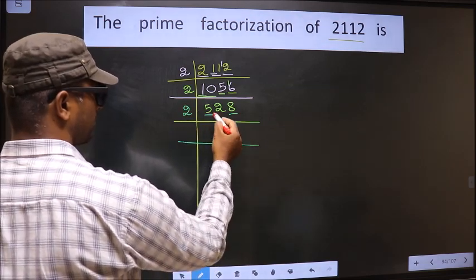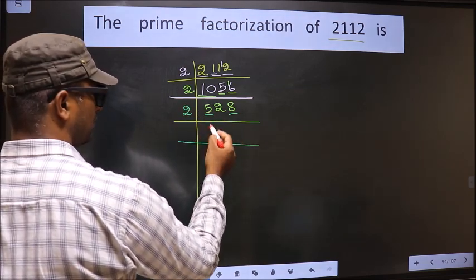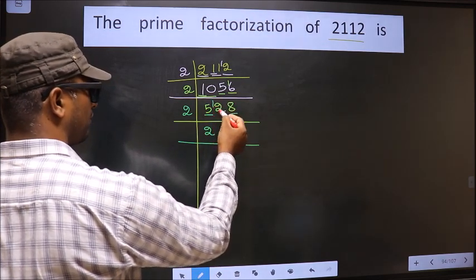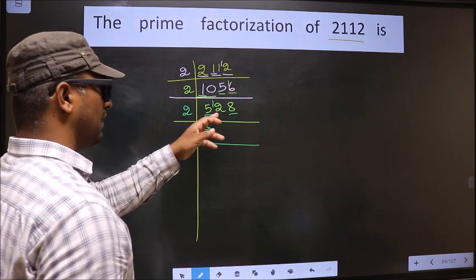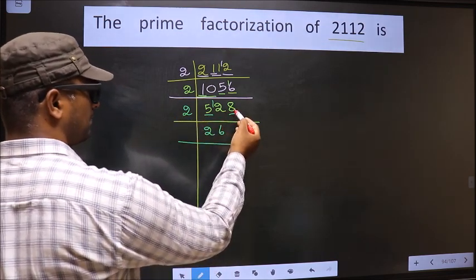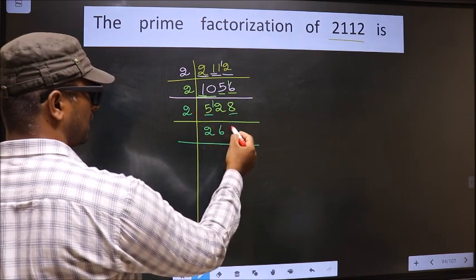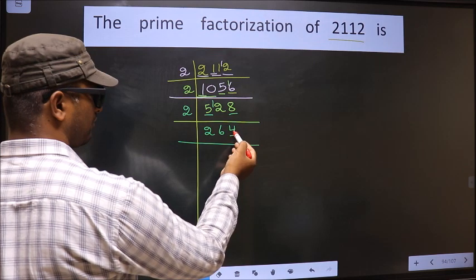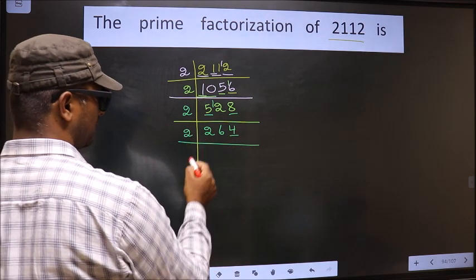The first number is 5. A number close to 5 in 2 table is 2 2s 4. 5 minus 4, 1 carried forward, making it 12. When do we get 12 in 2 table? 2 6 12. The other number 8. When do we get 8 in 2 table? 2 4s 8. Now for this number, last digit 4 even, so we take 2 here.